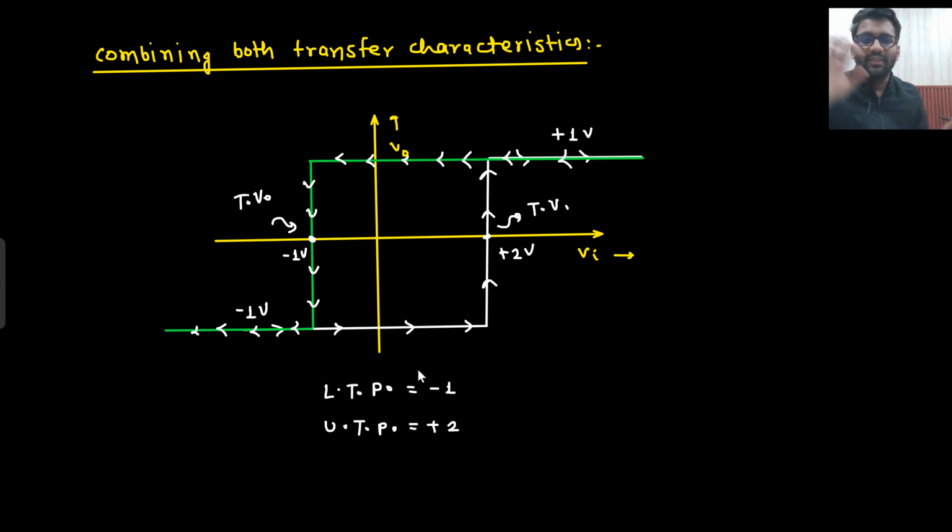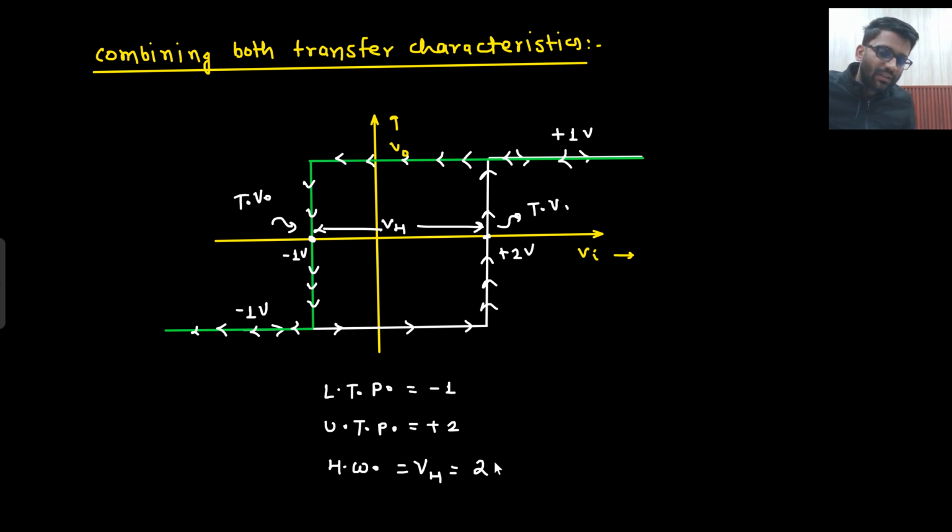The threshold potential means where the output is changing, where there is a transition. So there is a transition at plus 2 volt. There is a transition at minus 1 volt. So we have two thresholds, plus 2 and minus 1. So plus 2 is our upper threshold voltage and minus 1 is our lower threshold voltage, just because this value is lower, this value is larger. Now this is known as hysteresis width. VH, hysteresis width. So what is the hysteresis width here? 2 minus minus 1. So the hysteresis width is 3 volt here.